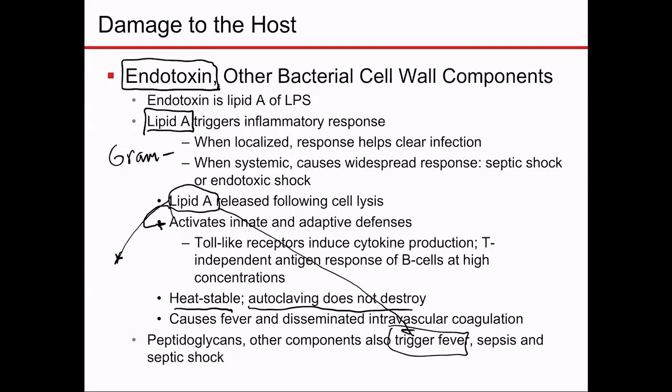It's very stable at high temperature. It's hard to produce a non-harmful version of that lipid A, so you will never use it as a potential vaccine against any bacteria, any gram-negative bacteria.